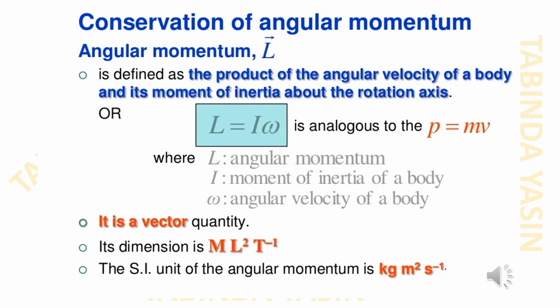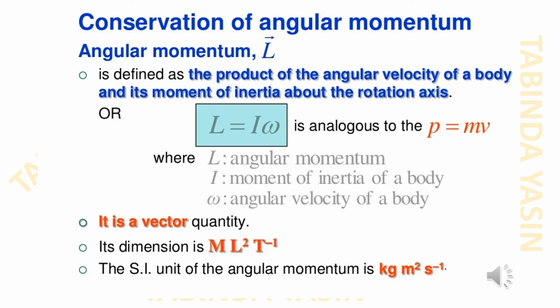The conservation of angular momentum, capital L, is defined as the product of the angular velocity of a body and its moment of inertia about the rotational axis. That is, L is equal to I omega, which is analogous to the linear momentum p equal to mv, where L is the angular momentum, I is the moment of inertia of the body, and omega is the angular velocity of the body.